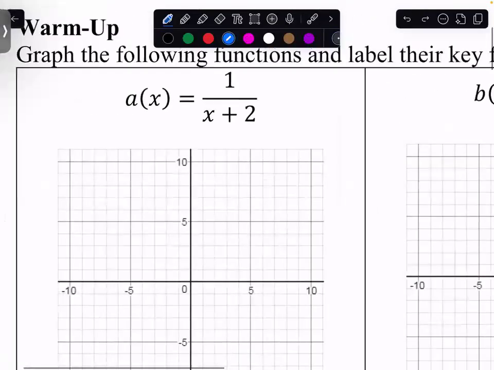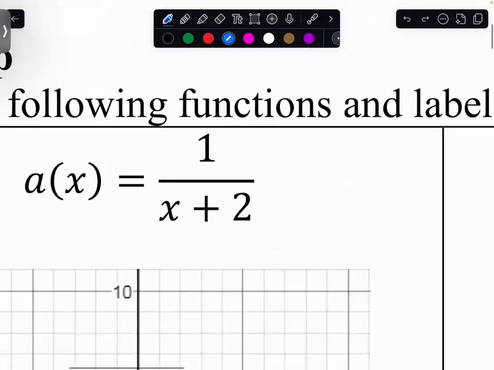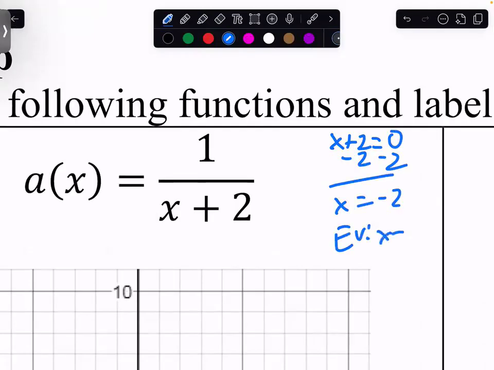Okay, so 1 over x plus 2, no factoring is possible. So you set the denominator equal to 0 to find the excluded values. Here we just have a single excluded value. X cannot be -2. Now we want to see, okay, is this a vertical asymptote or is it a hole?